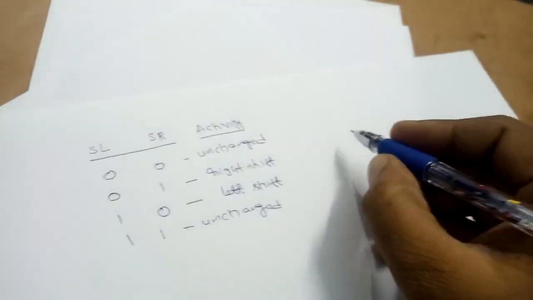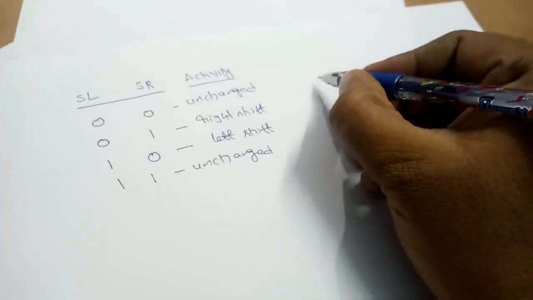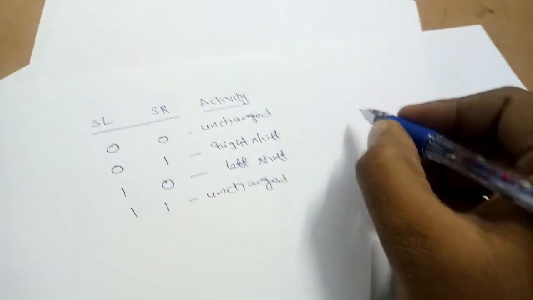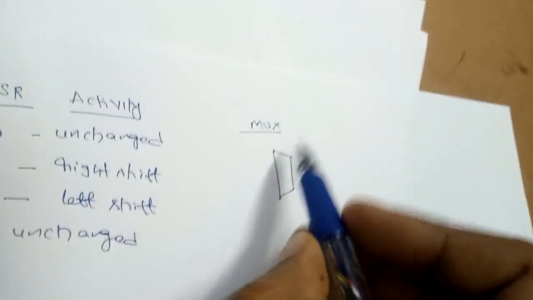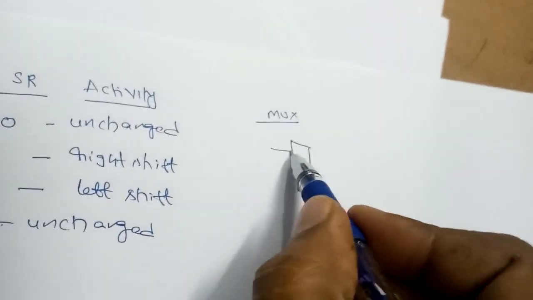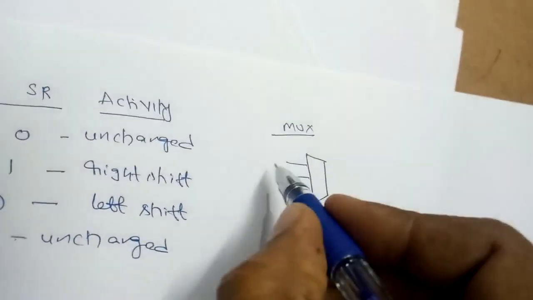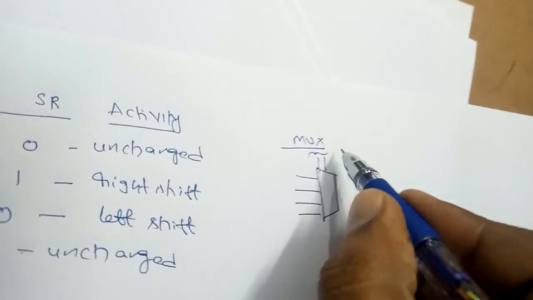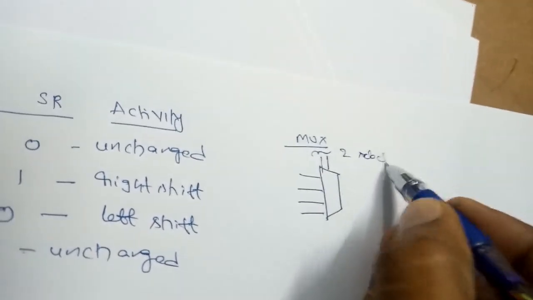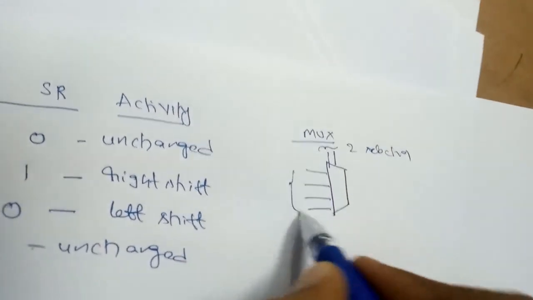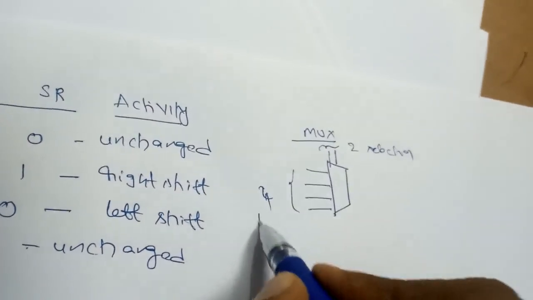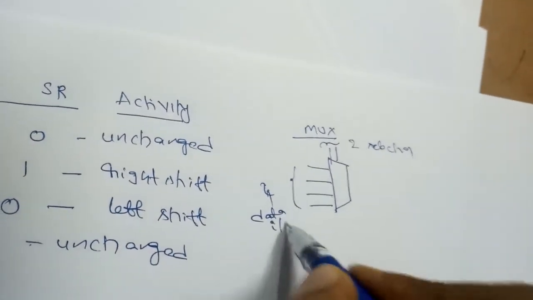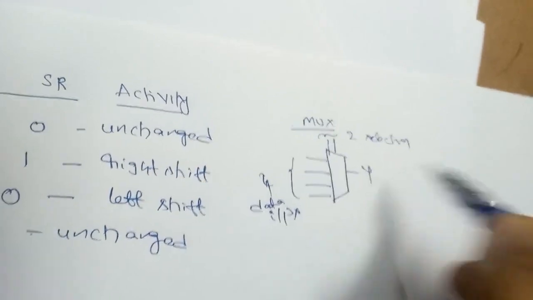This problem has to be solved by using the mux. Since there are 4 choices, you require a 4x1 mux, which has two selection inputs, and these are the 4 data inputs, and it will have only one output.